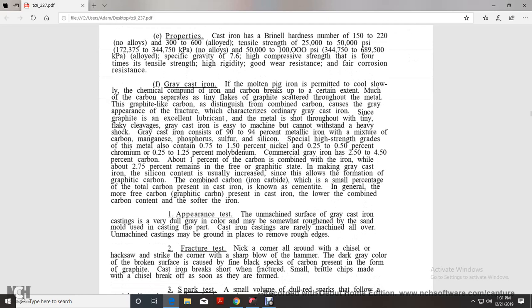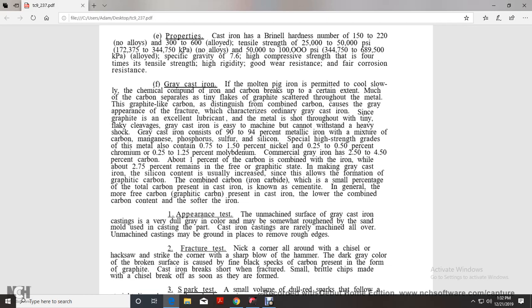Gray cast iron: molten pig iron cools slowly, and the chemically combined carbon breaks up to a certain extent, with much of the carbon separating as flakes of graphite scattered throughout the metal. It is the free graphite carbon that causes the gray appearance of the fracture, characteristic of ordinary gray cast iron with a tinge of graphite. It is an excellent lubricated metal.